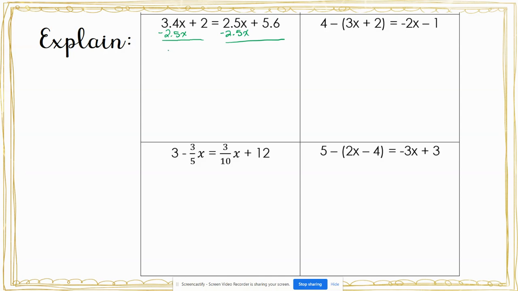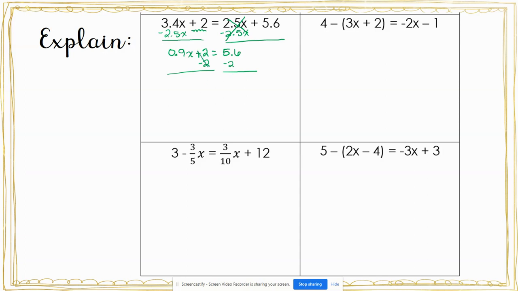3.4x minus 2.5x leaves us with 0.9x. And then we also have this plus 2. On the right side of the equation, I have 2.5x minus 2.5x, which is 0. If I do 0 plus 5.6, I'm left with positive 5.6. Well, now I need to solve this just like normal. I am going to get rid of my adding or subtracting first. So I'm going to get rid of my plus 2, and I'm going to do that by subtracting 2 from both sides of this equation.